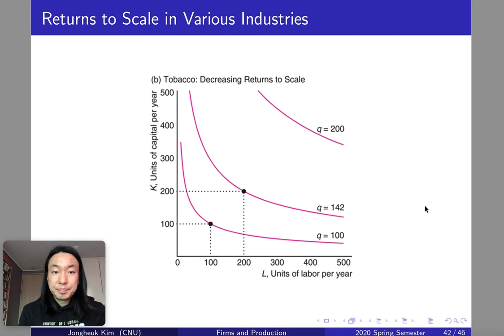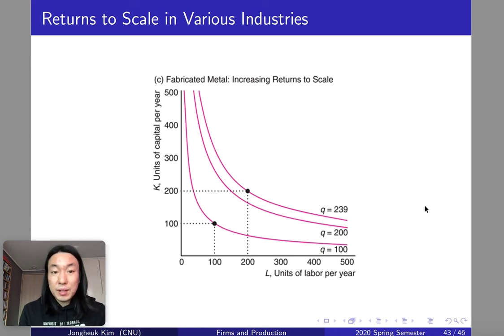How about this one? The tobacco industry. If you increase your labor and capital by 2 times, from 100 to 200, but the quantity of output is 142, it is strictly less than 200, or 2 times Q. So it is decreasing returns to scale. This one should be increasing returns to scale, because you can produce more than 2 times the output, 2 times 100, or 2 times Q, with 2 times labor and 2 times capital.